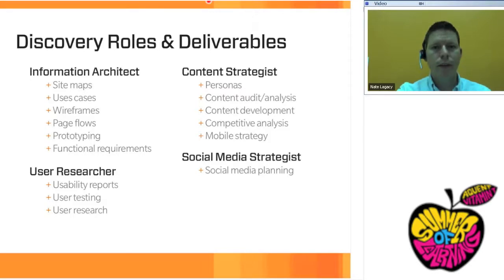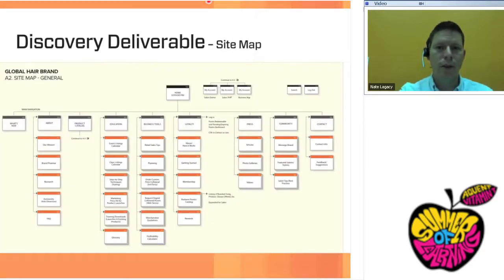For the next page, what I wanted to show here is an example of a deliverable that would come from the discovery phase. In this case, I'm using an example of a sitemap, again using our global hair care brand. The goal of the sitemap is to organize the content and create the overall global navigation and sub-organization for the various verticals within the site.